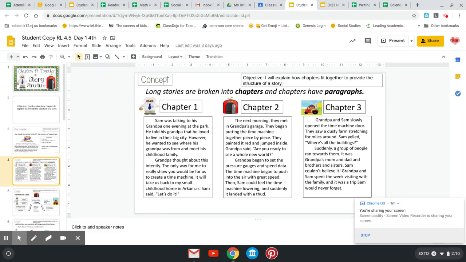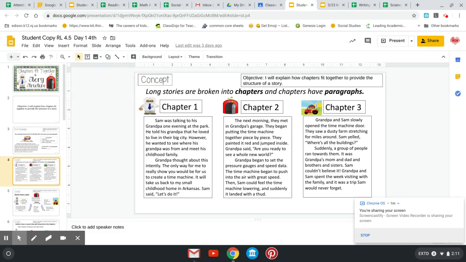Chapter 1. Sam was talking to his grandma one evening at the park. He told his grandma that he loved to live in the big city. However, he wanted to see where his grandma was from and meet his childhood family. Grandpa thought about this intently. "The only way for me to really show you would be for us to create a time machine. It would take us back to my small childhood home in Arkansas." Sam said, "Let's do it."